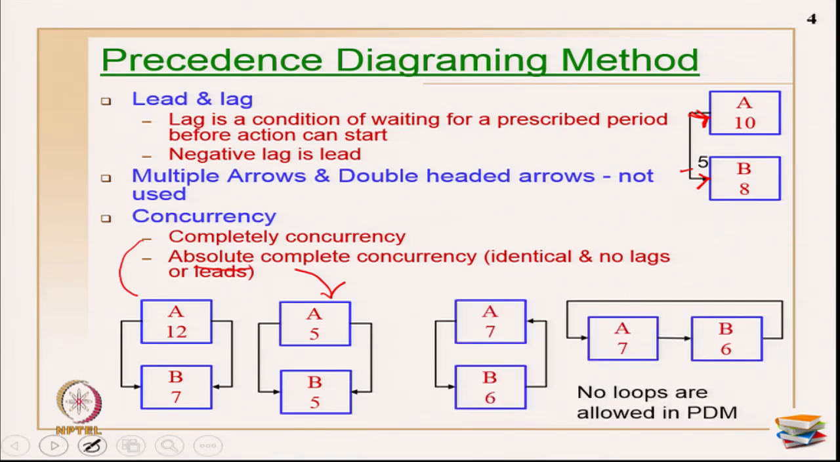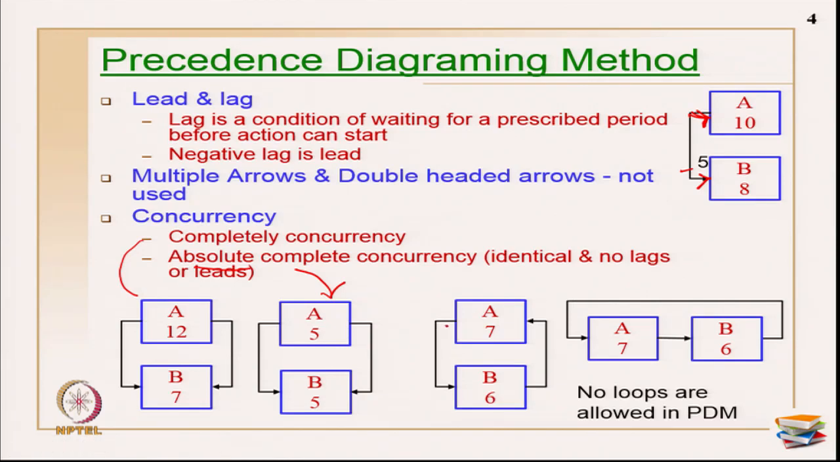Now, next, in PDM, loops are not allowed. So, what do you mean by loops? I have brought some examples here. This is a start relationship, this is a finish relationship, but it is not like these two cases. In this case, it just goes in a cycle, and these are all treated as loops. In computer programs, this logic is generally not allowed.